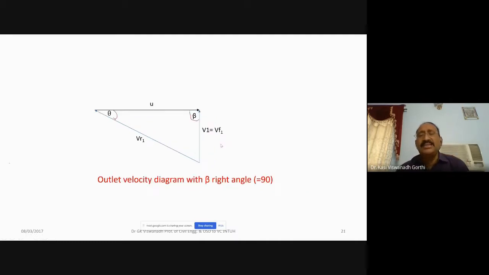But in the next case, where the value of beta is exactly 90 degrees, VR1 is represented both in magnitude and direction, U also is represented both in magnitude and direction, then the line joining these two points gives you the absolute velocity. Since beta is 90 degrees, what would be the value of VF1? VF1 should be equal to V1 sine 90. Similarly, VW1 becomes 0. So VW1 would not be there for the outlet velocity diagram with beta equal to 90 degrees.